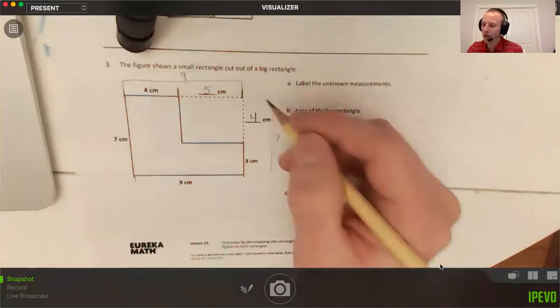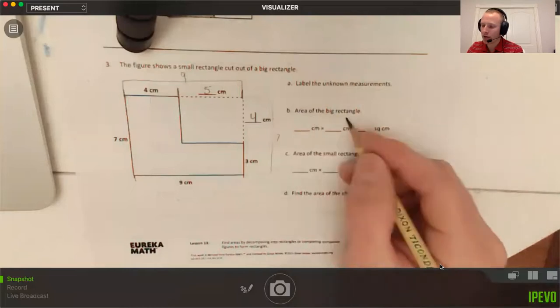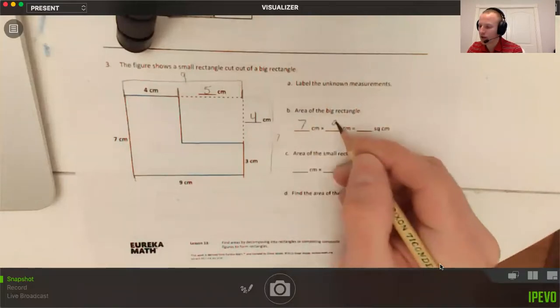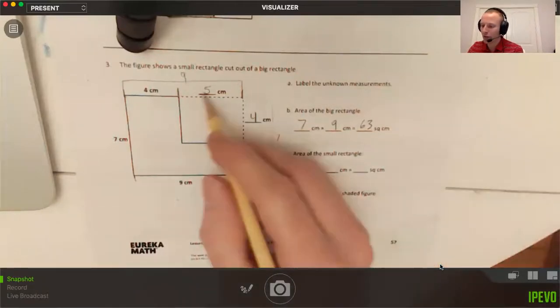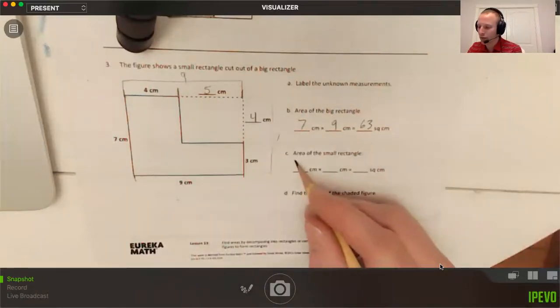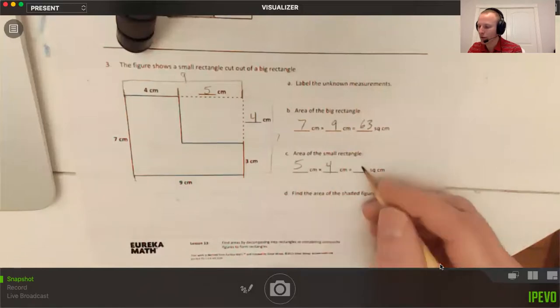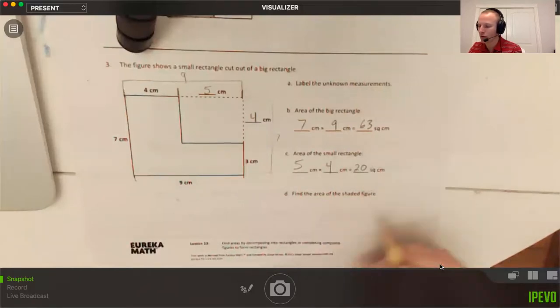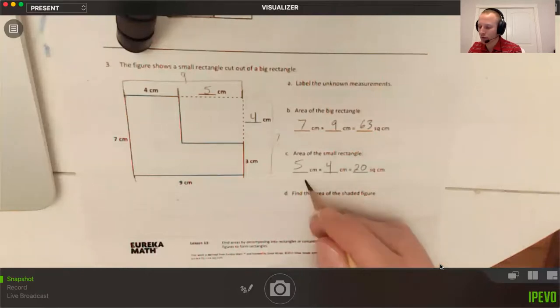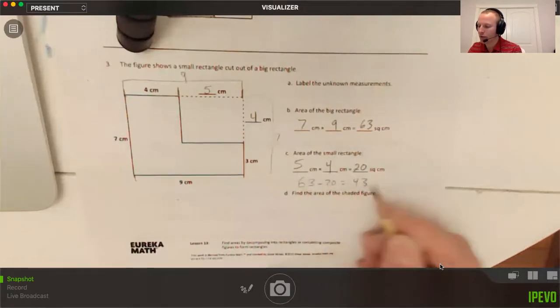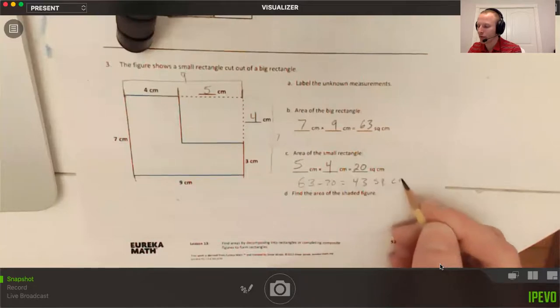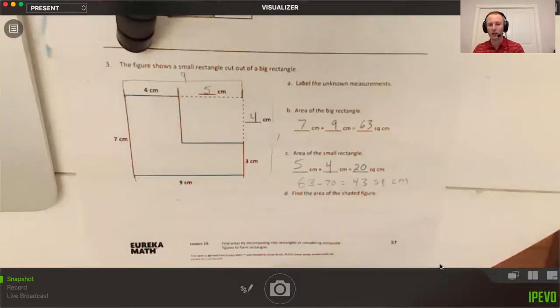Well, now I can say that the area of the big rectangle is 7 times 9, which is 63 square centimeters. And the area of the small rectangle is 5 times 4 centimeters, which is 20 square centimeters. So the area of the shaded figure is going to be, I'm going to do it up here because I need space for something else later, 63 minus 20 equals 43 square centimeters. That's one way to do it.